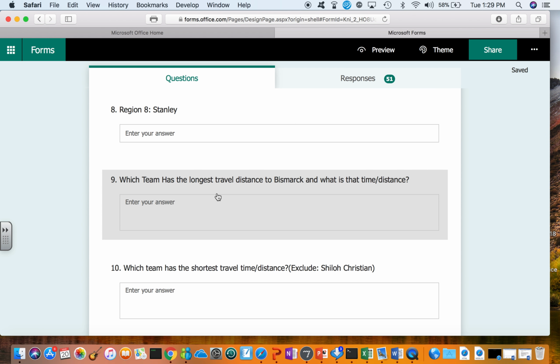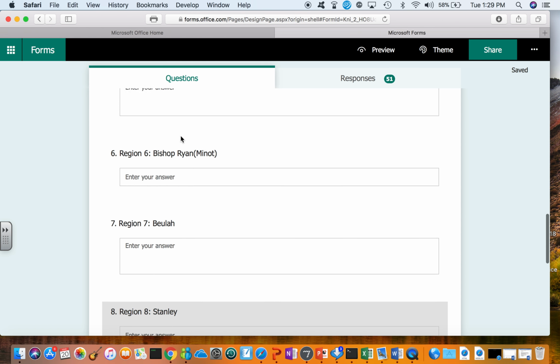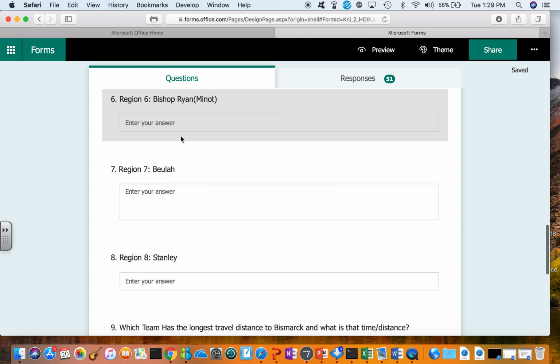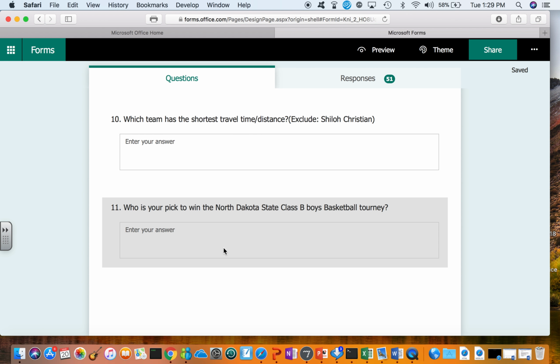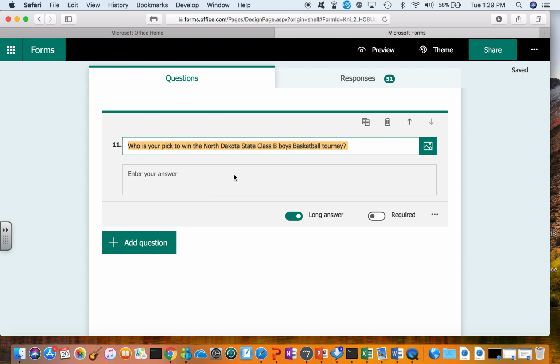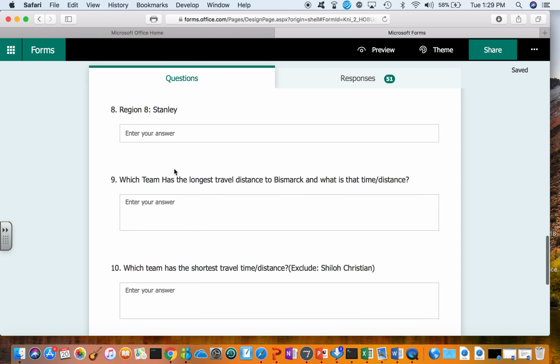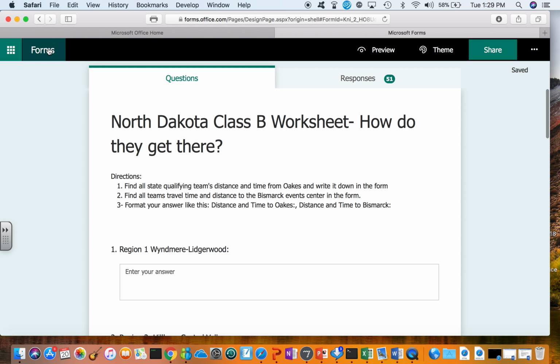Which team has the longest travel time? Well, after you figure out all these teams and their towns, which team has the longest travel time? Then it says, who's your pick to win the North Dakota State Boys Class B Tourney? Don't have to worry about that because it's over right now. All right. So that's how you would do this worksheet.